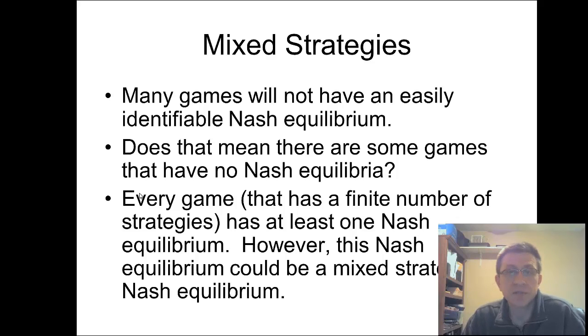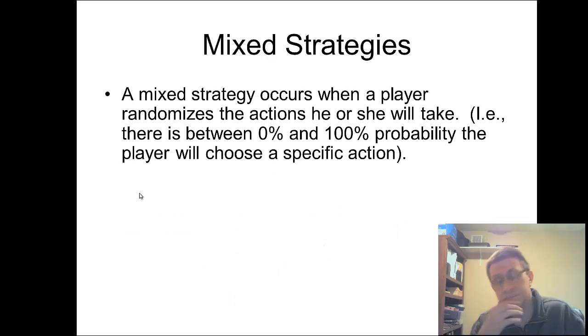Every game that has a finite number of strategies has at least one Nash equilibrium. But it could be a mixed strategy Nash equilibrium. So it could be a Nash equilibrium where there's no one outcome that's played 100% of the time by both players, but instead the players should be playing a strategy some probability of the time. They'd play one particular strategy and play a different strategy some other probability of the time. So every game has at least one Nash equilibrium, but it could be a mixed strategy Nash equilibrium.